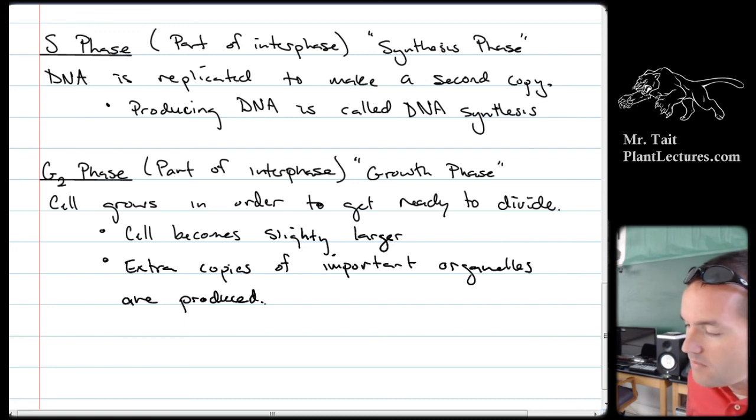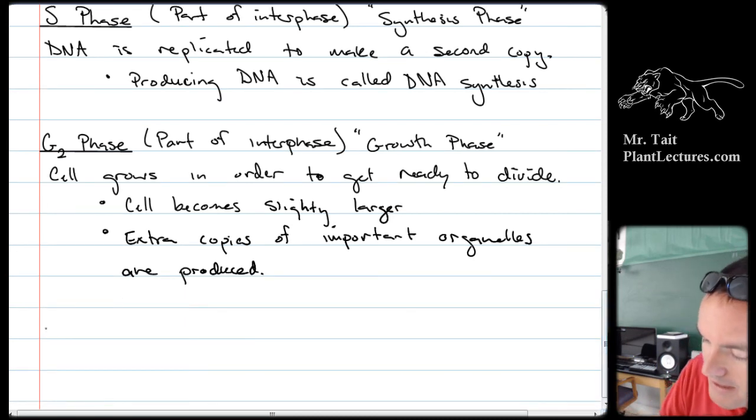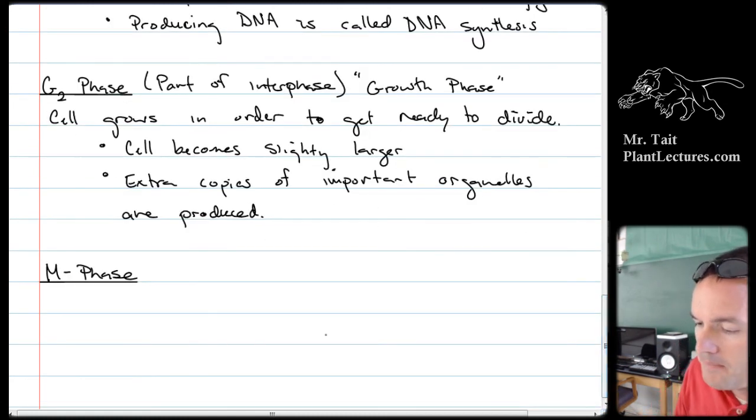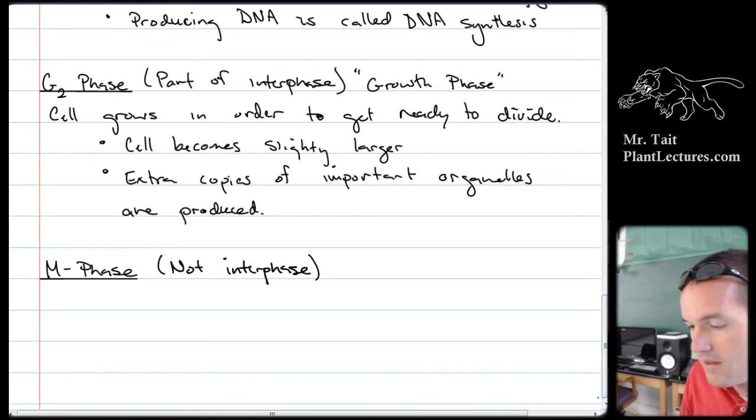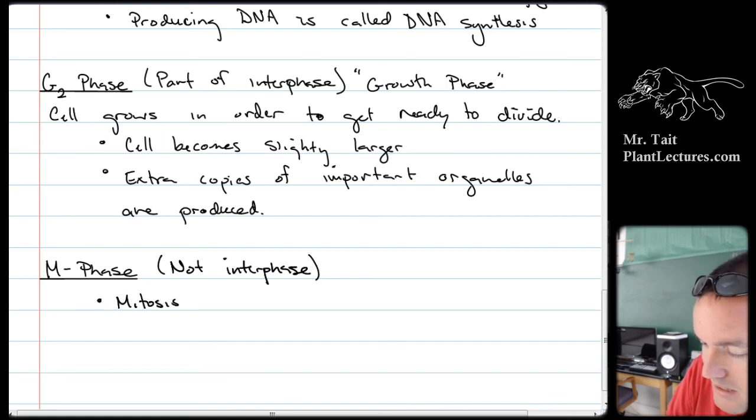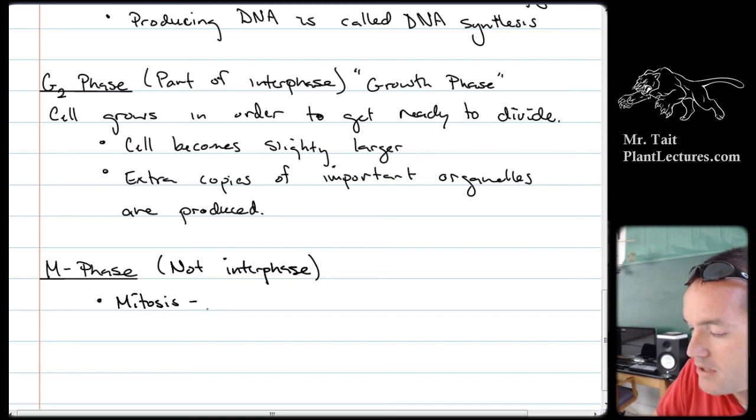Okay. After that, you've got M phase. M phase is not part of interphase. It's the rest of those things up there. Okay, and there's two types of M phase that we're going to look at in here. One of them is called mitosis. And mitosis is a single parent cell producing two genetically identical daughter cells.